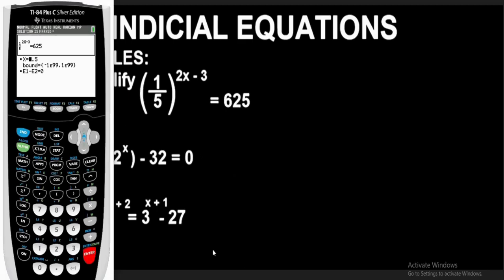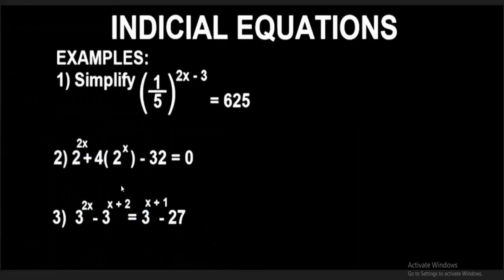Let's clear this and solve question 2. Very interesting. To remove everything here, just clear the calculator: press second, this plus button, press 7, press 1 and press 2. Alright, it's done. Let's go back to the equation solver and press enter. Question 2 says we have 2 to the power 2x plus 4 in brackets 2 to the power of x minus 32 equals 0. This one will be at E1 and this 0 will be at E2.